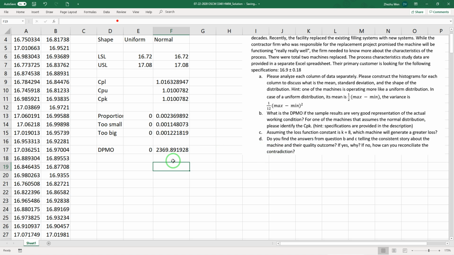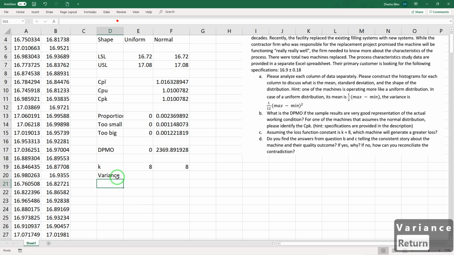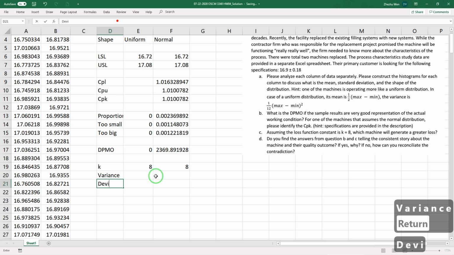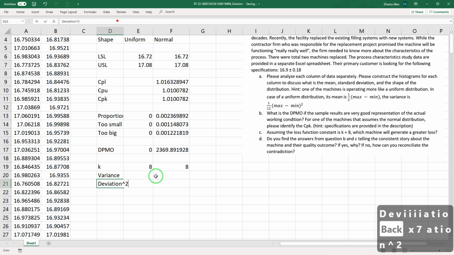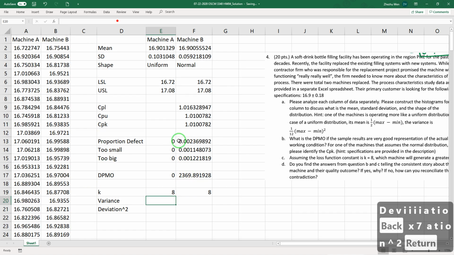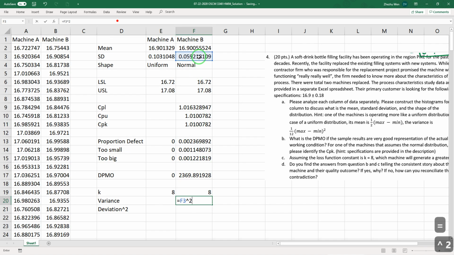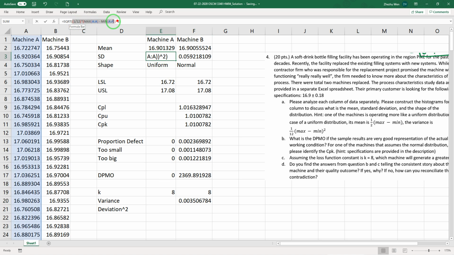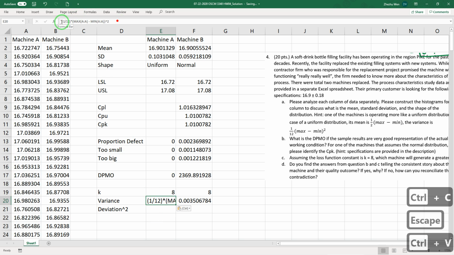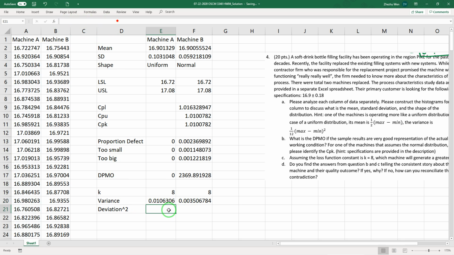So assuming the loss function constant is k in here for post process cost, which machine will generate a greater loss? So we need to find out the variance here, right? We also need to find out the deviation square. Variance in this case is always easy, square of your standard deviation. For this guy, let's just take things that are inside of this parenthesis. You can also do that. We can also do the square too. That will give you the same result. But I'd like to utilize this formula right here. Deviation wise.